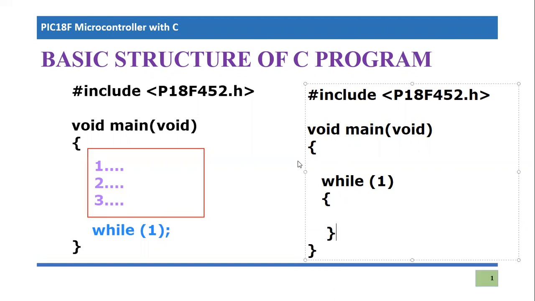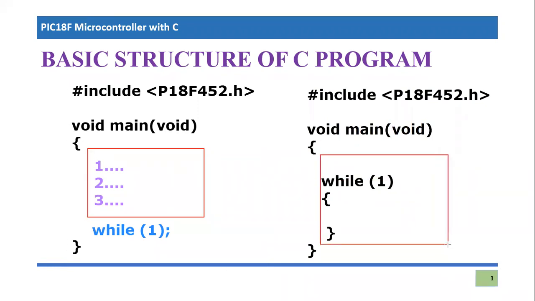So in this way, what is going to happen? We can see that this is the body of the main code, and that is the body of the while loop. In the while body, you can write whatever job you want to do. For example, you can execute these three instructions, which you were earlier executing in this body, over here.